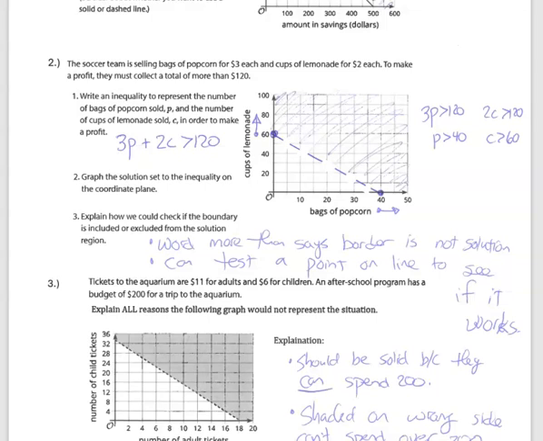So that was the 3P. P should be the number of bags of popcorn. I really should be defining those. And C would be the number of cups of lemonade. And then the amount you make has to be greater than 120.